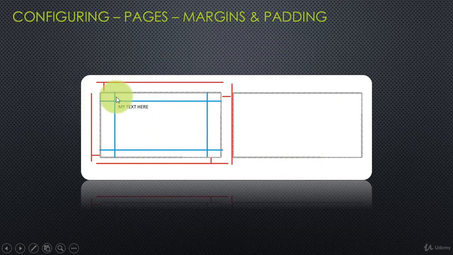Now the internal part, the distance between this blue line here and the black line, that's padding. So that's how much distance there is between the edge of that element and the actual content that you have inside of that element.